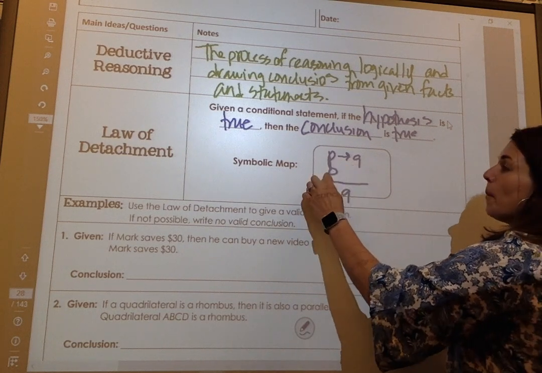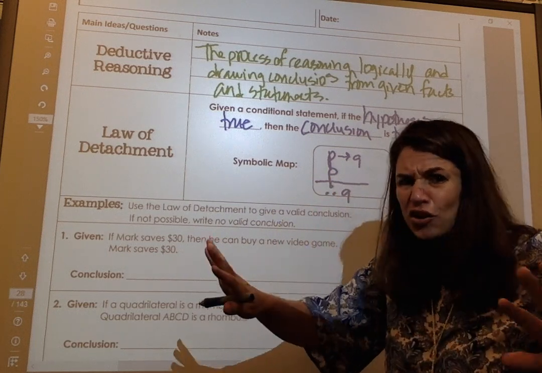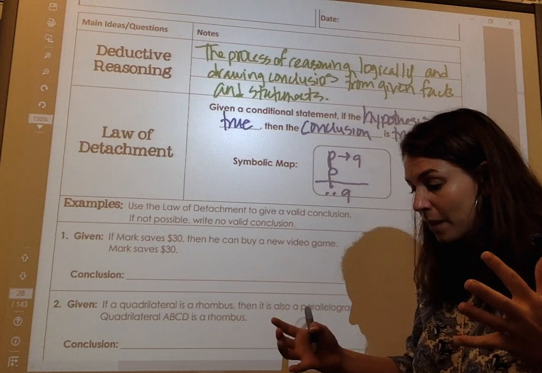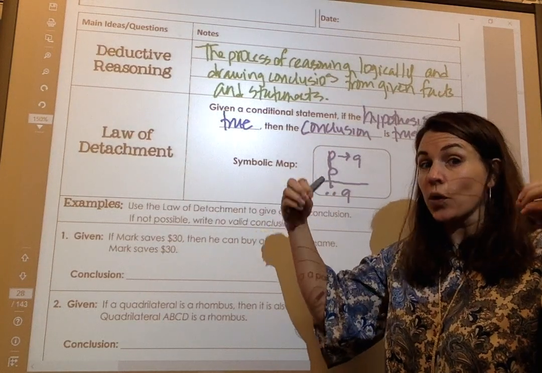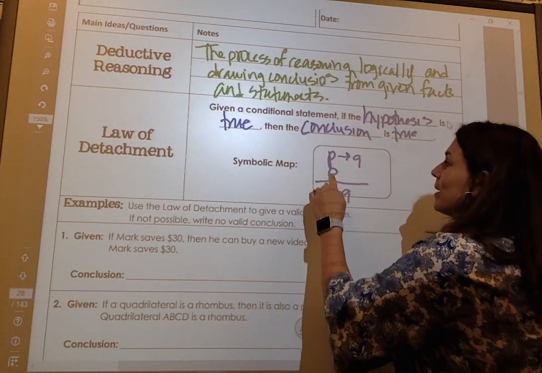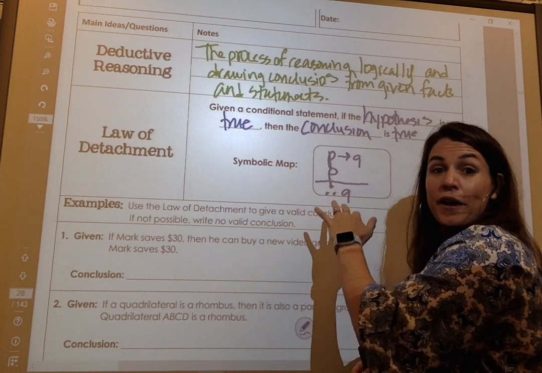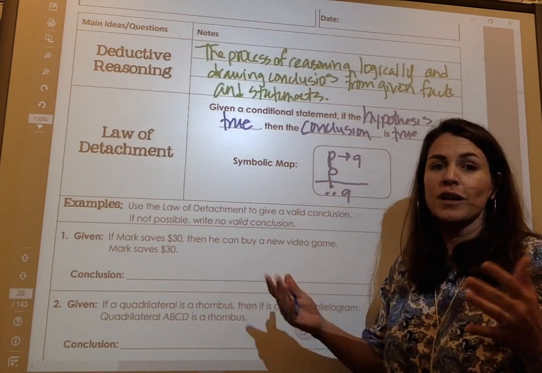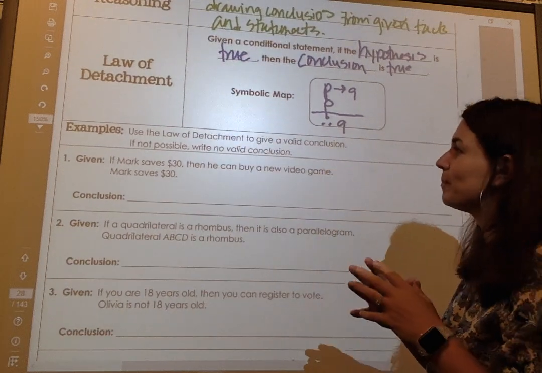If P, then Q, my given is P, so it's saying, even if this is not logical, so many times in life we come up with conclusions that aren't logical. But because of the logic reasoning, it's logical to us. So here's what that means. If P, then Q. So if your hypothesis is true, therefore your conclusion is true. Let's go in and see some examples of that.